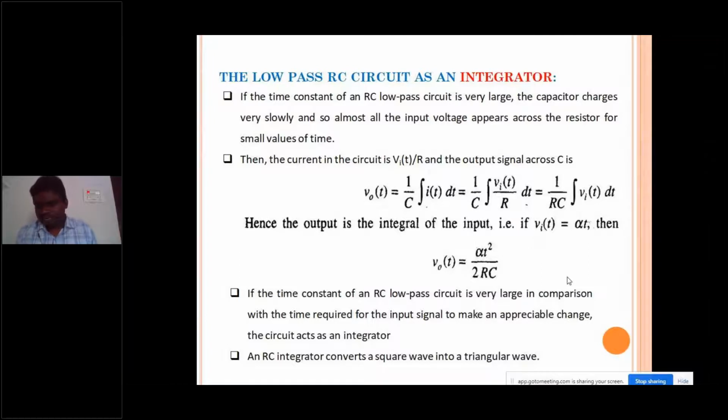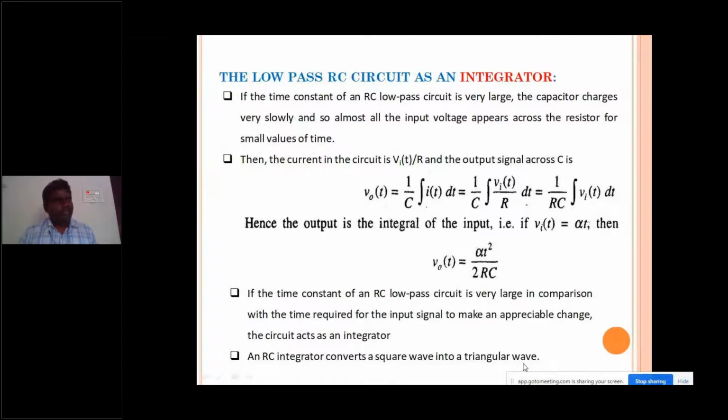If RC value is much greater than t for an applied input signal, then it is acting as an integrator circuit. So it is also called a square wave to triangular wave converter. That is why I just gave here: RC integrator converts a square wave into a triangular wave.